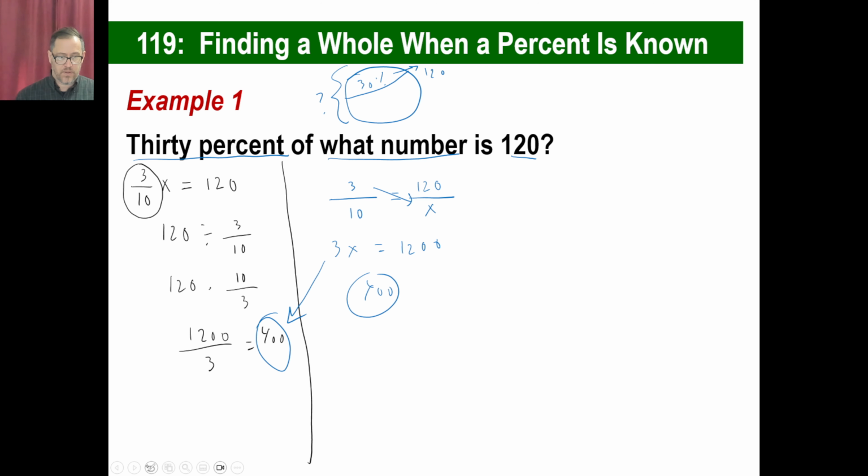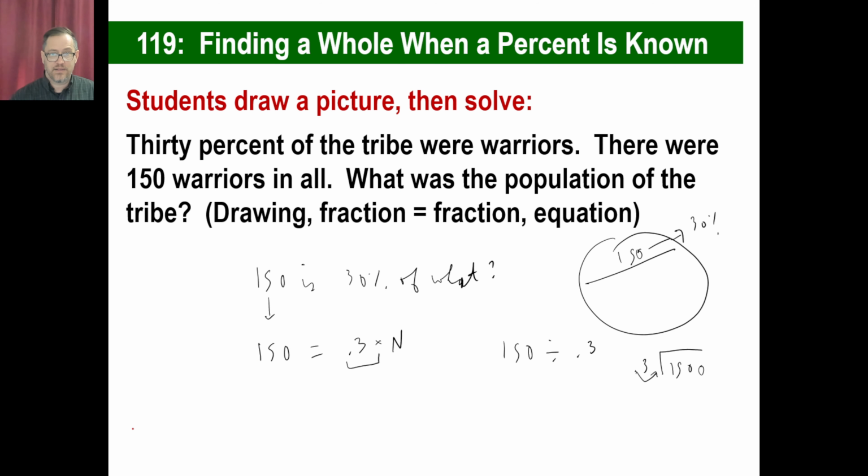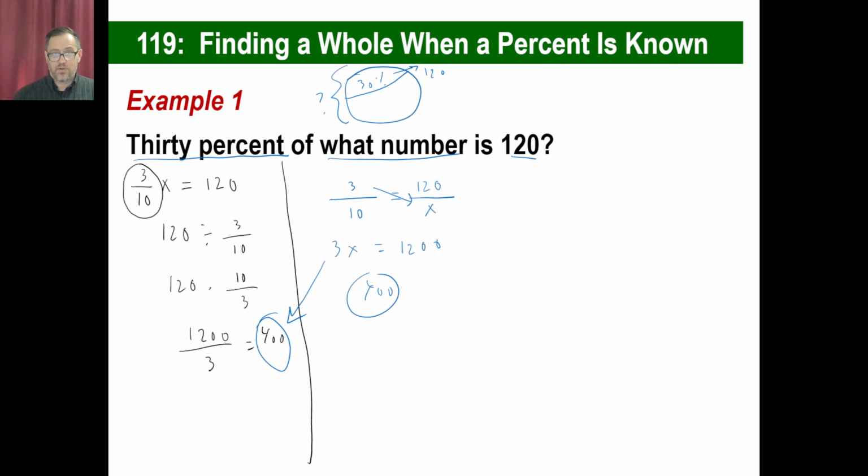That's method 2. The other method, if you want to sit there and do all these drawings and everything like that, you can do that. 30% of what number is 120? You know what? Forget that. Let's not even do it. We'll just work on these two from now on.